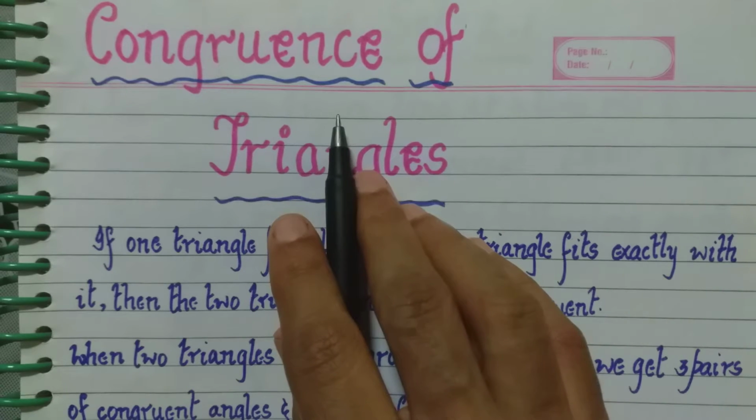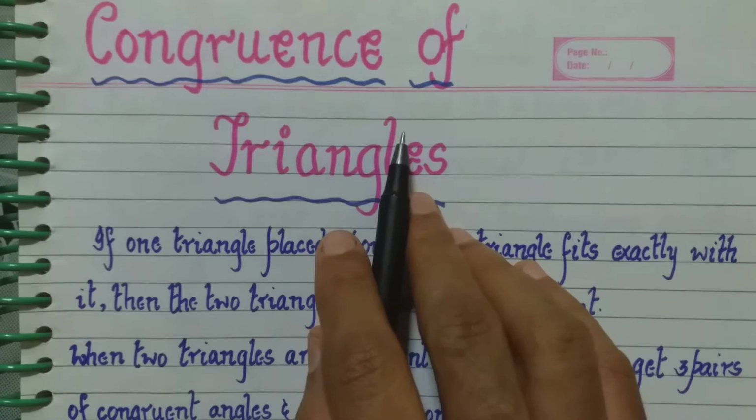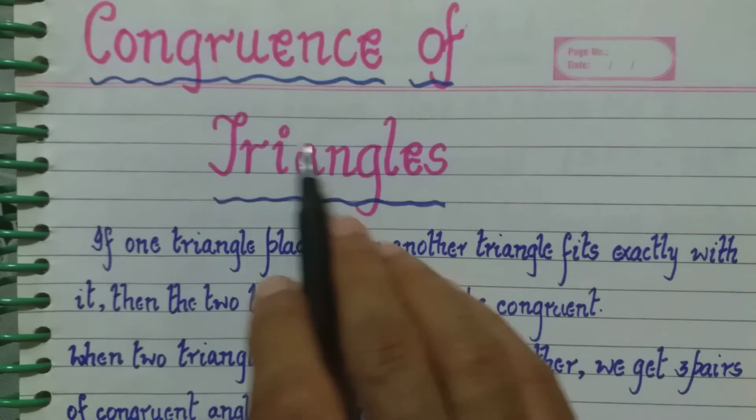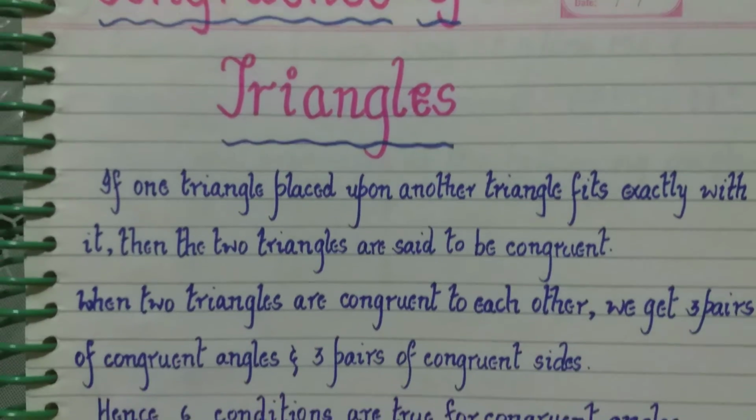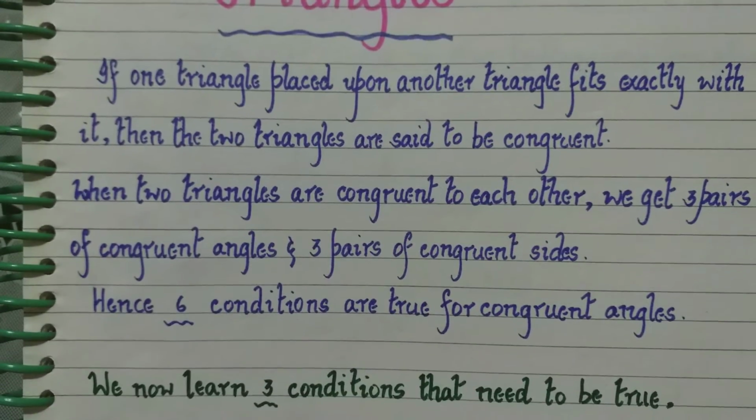We now go to the next most important property of triangles, that is called the congruence of triangles. Now let us see what is the meaning of congruence of triangles. Let us see the definition here.